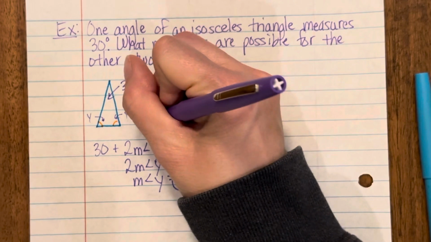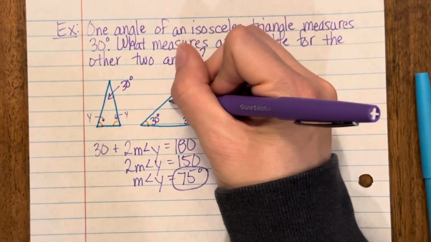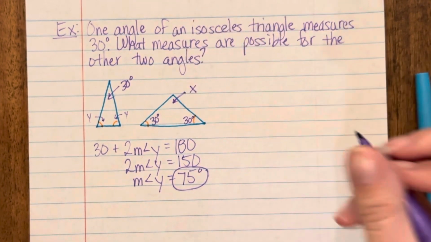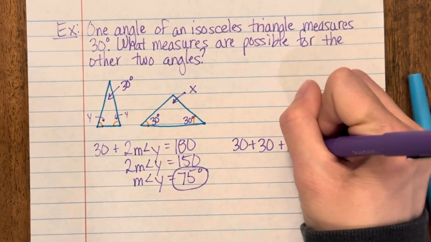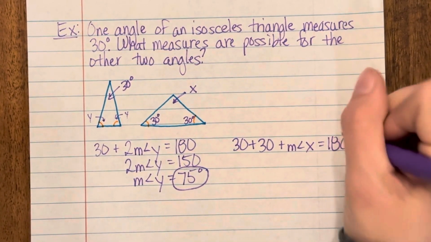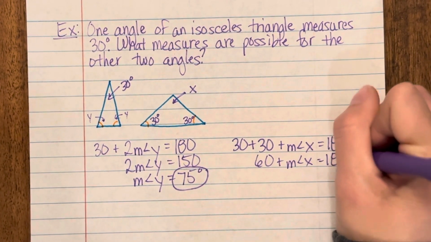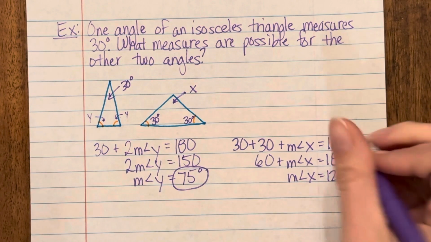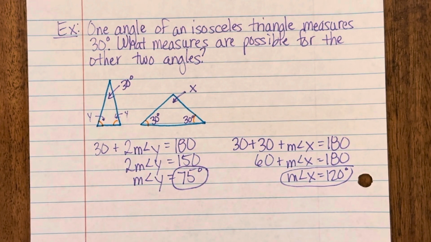The other possibility is 30 could be here. This could be 30 degrees. And then we're wondering, well, what is this angle? We'll call it angle X. Okay. So we could do 30 plus 30 plus the measure of angle X is equal to 180. So you have 60. And then we're going to continue to solve here, and we're going to get the measure of angle X is equal to 120 degrees. Those are both possibilities. In IXL, they'll have you pick all that apply, and you can use that method to help find those missing angles.